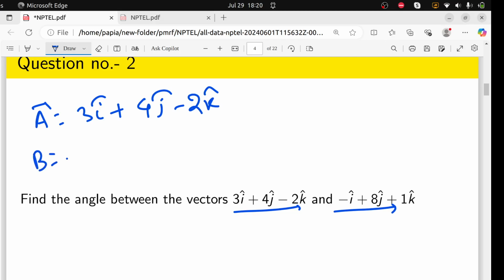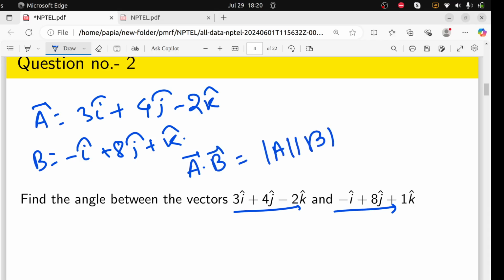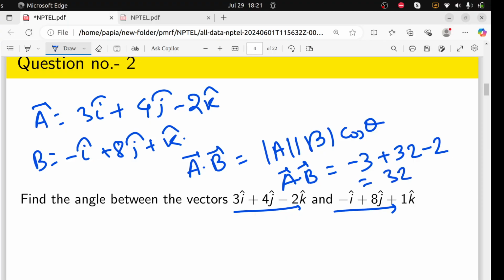So this is simply a warm-up, which means everything you should know. So I am just going to do A dot B, which is mod A mod B cos theta. So here A dot B is given as 3 into minus 3 plus 32 minus 2, right? So it is 32 minus 5.